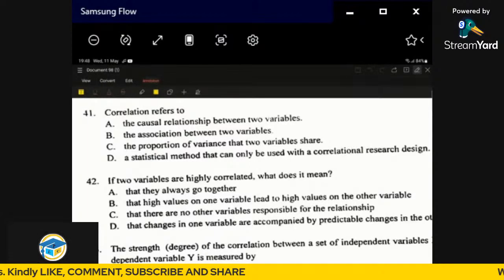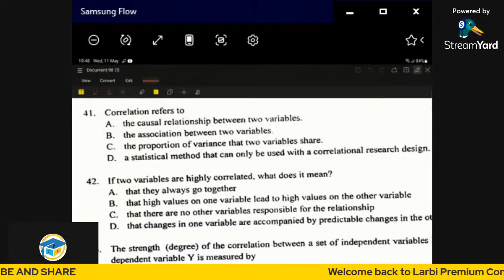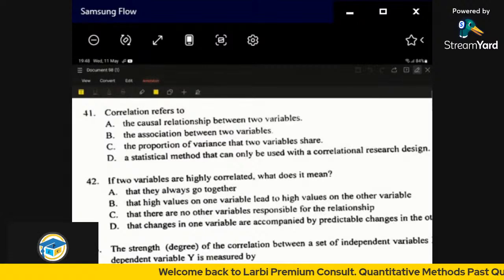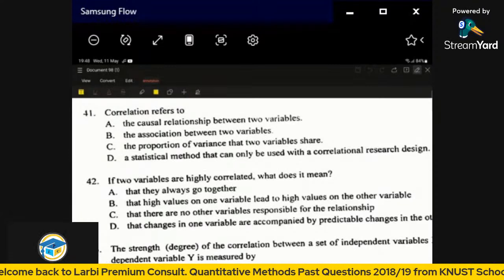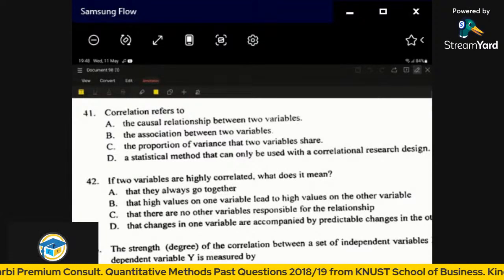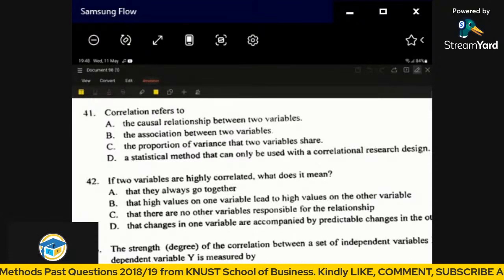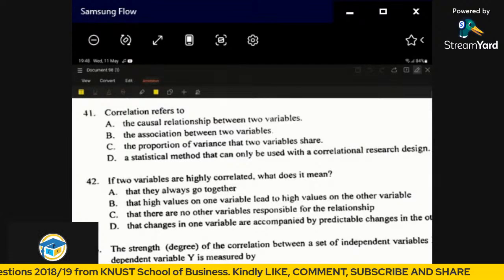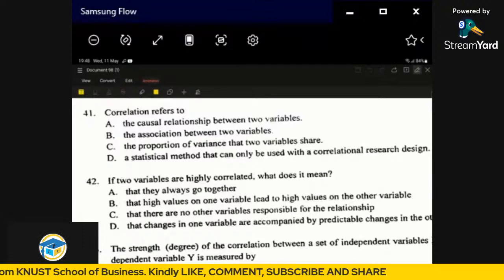So question 41: correlation is referred to as A, a causal relationship between two variables. B, an association between two variables. C, a proportion of variance that two variables share. And D, a statistical method that can only be used with correlational research.